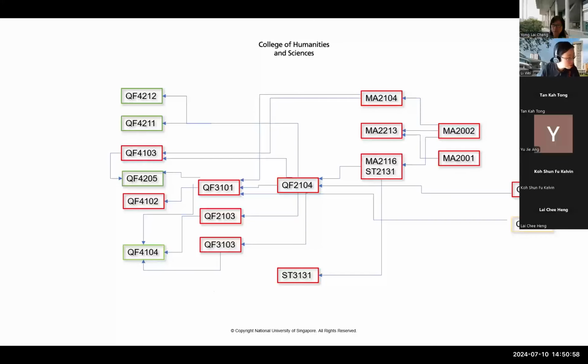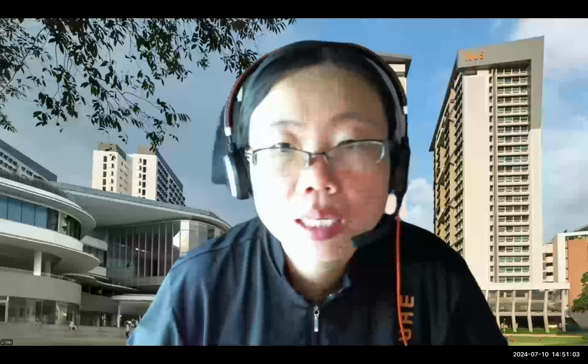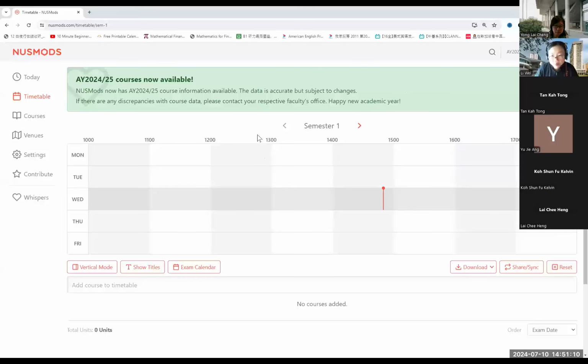Let me share the screen. So you see the AOS MOS. Here we have a timetable, and if you add courses, they will appear here automatically, and you will see whether you have any timetable clash or not.